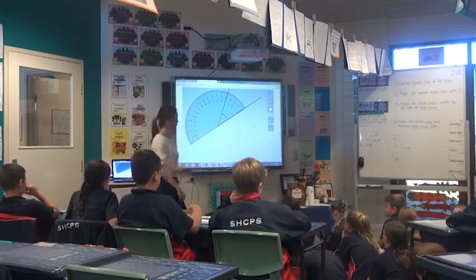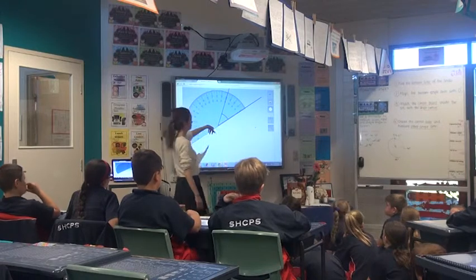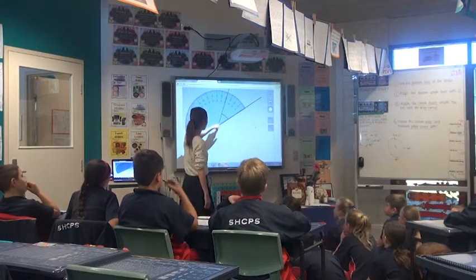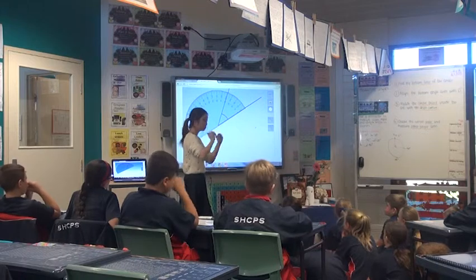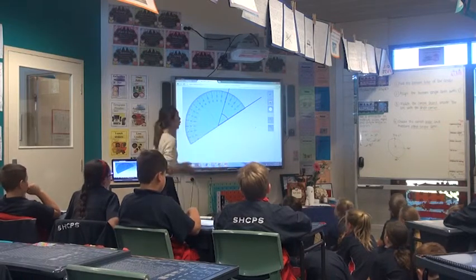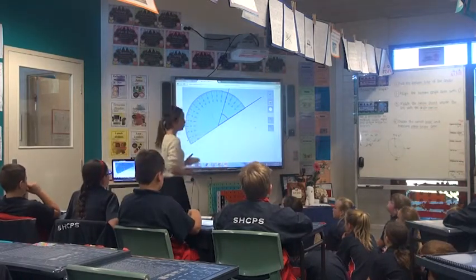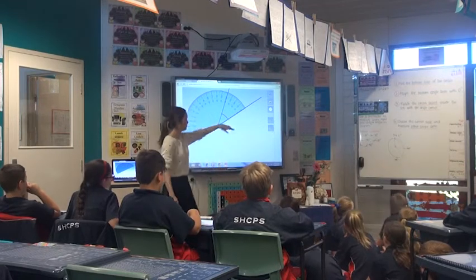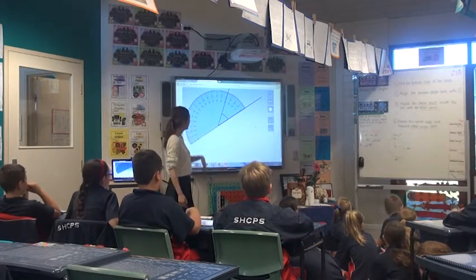Match the center point inside the arc with the angle corner. Has that been done? Is my angle corner meeting the center point? Beautiful. Am I ready to measure now? Okay. Next step is what? Number 4? Choose the correct scale and measure the other angle.